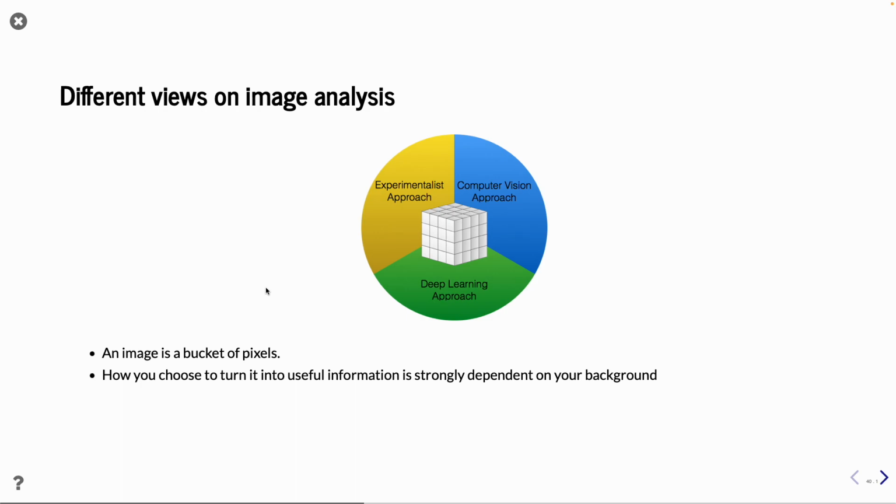There are different ways of how to work with images, and depending on your background, you can have different ways of looking at the images. This pie chart here gives you the different ways. To begin with, an image is just more or less a bucket of pixels or voxels. And how you handle it depends on your background.